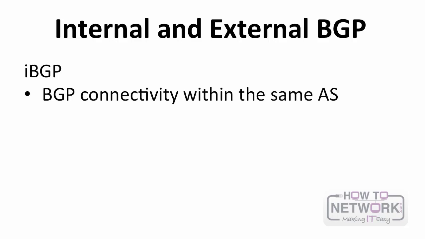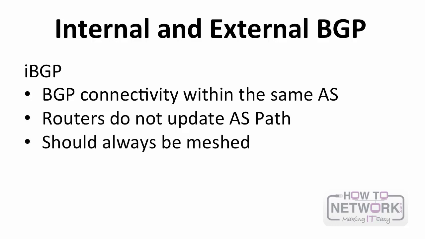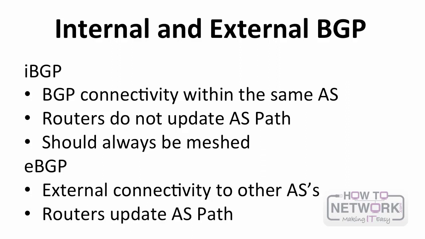Now, internal versus external BGP. iBGP is something you would run basically interior to your company. It's BGP connectivity within the same autonomous system. In this, routers do not update the AS path. Normally they should never have to because you're running the same autonomous system. And in iBGP, routers should always be fully meshed. There are ways you can get around this, and we'll talk about that in a little bit. Now, eBGP is external connectivity to other ASs, and routers do update the AS path in those cases.